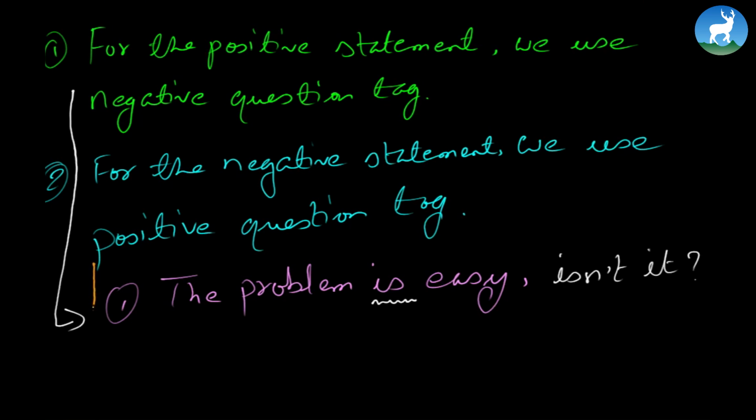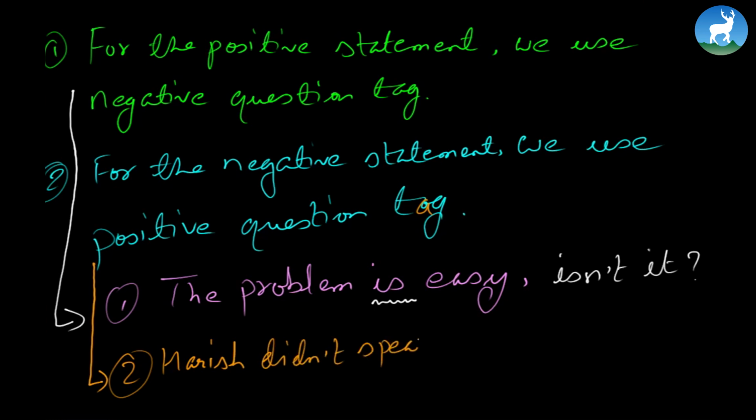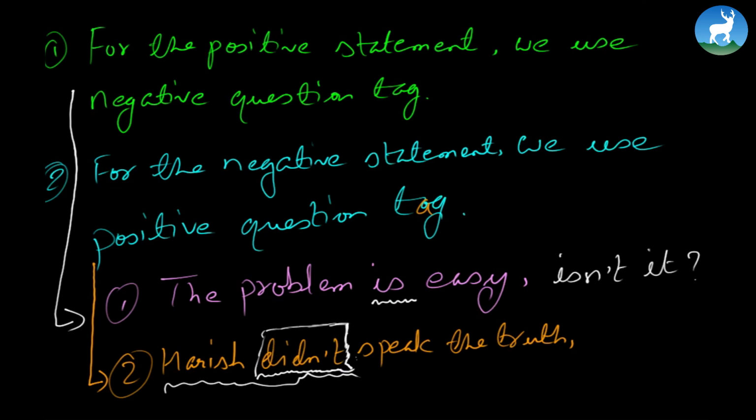Now let's think of example number two. What does it say? For the negative statement, we use a positive question tag. Let's say Haris didn't speak the truth. Haris did not speak the truth. This is a negative statement. See the "did not" here. This makes the statement negative, where a certain action is not taking place. It is a negative statement, and for a negative statement, we use a positive question tag. Haris did not speak the truth, did he? So it justifies.